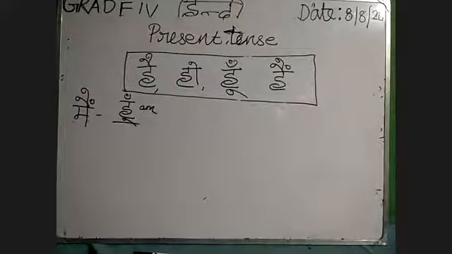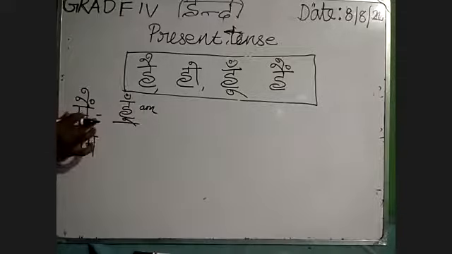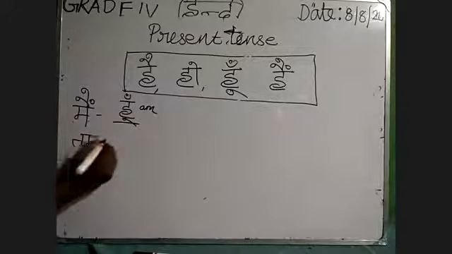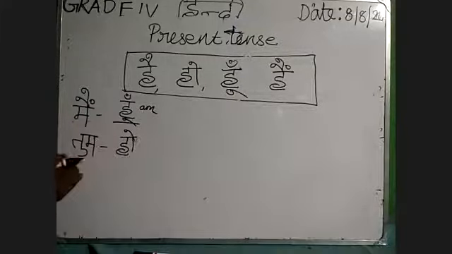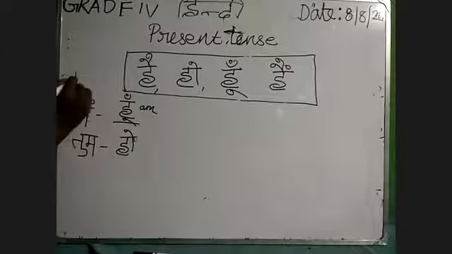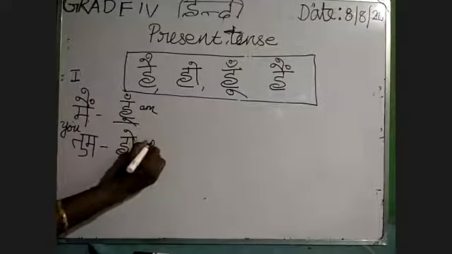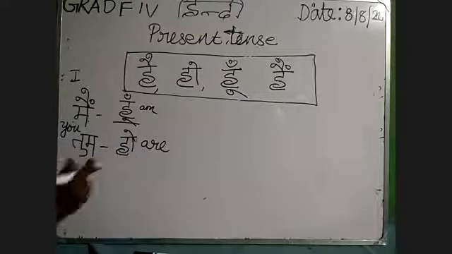Main hoon. Next, see here, tu, ma, tum. This is second person singular. Tum ends with ho. Tum ho means you are. In Tamil, ni irukkirai.